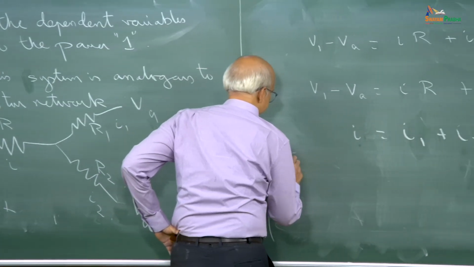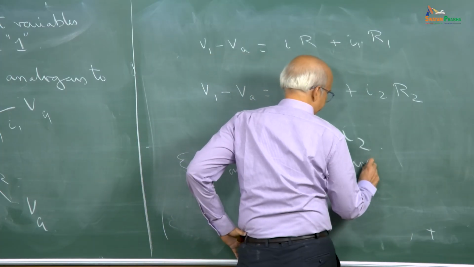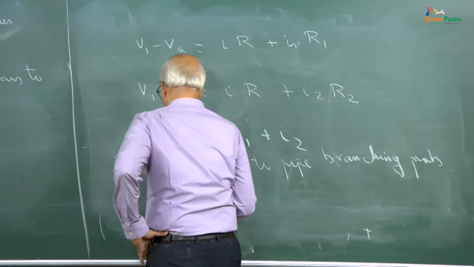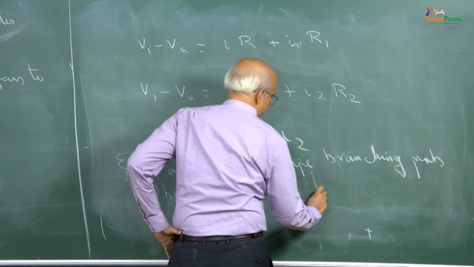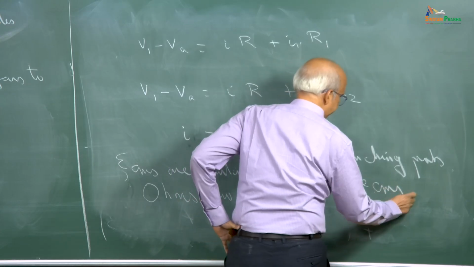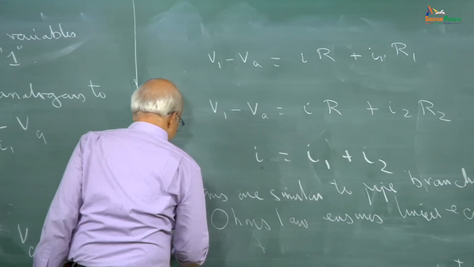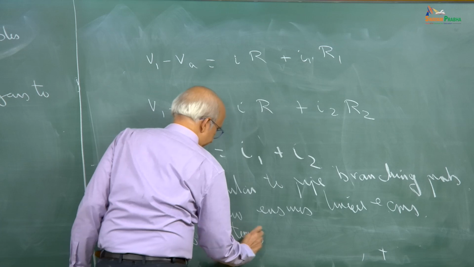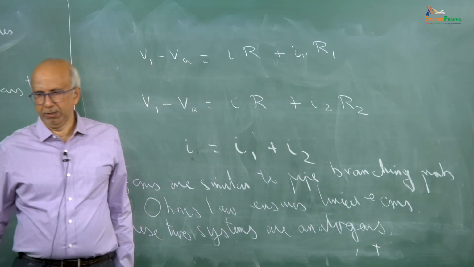So, these equations are similar to the pipe branching problem. Ohm's law ensures linear equations, and again two completely different systems have similarity, that is something you have to keep in mind. Okay. So, these two systems are analogous. Okay. Let us stop for today.